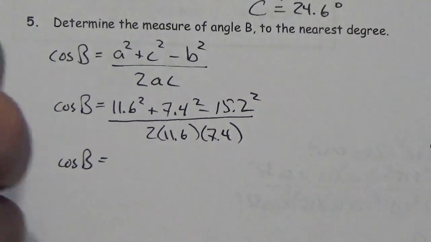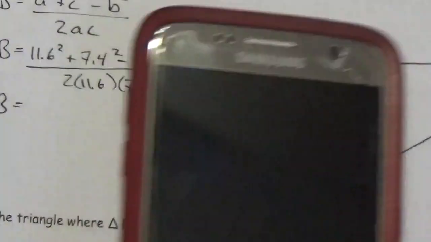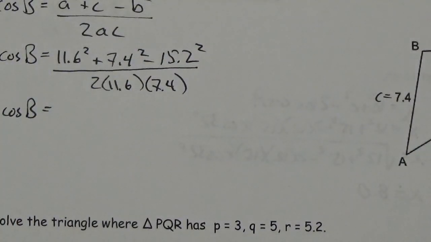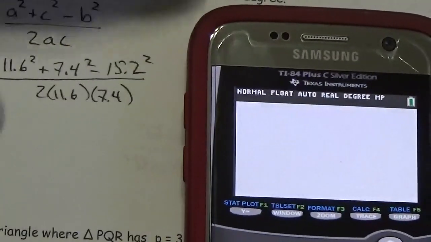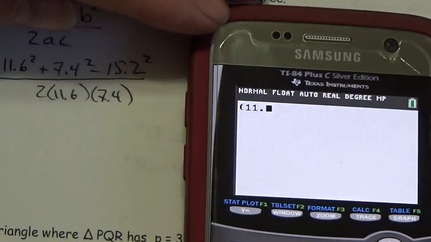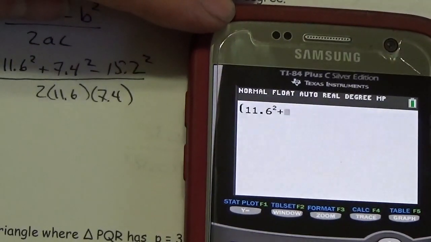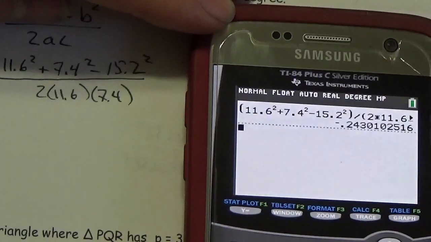All right, now I'm going to go to my calculator to evaluate that. Whoops, forgot I have to log in. Oops, closed up on me. Here we go. Okay, so now this will be, in brackets, 11.6 squared plus 7.4 squared minus 15.2 squared, close the brackets, divided by open, 2 times 11.6 times 7.4. Close brackets, enter.